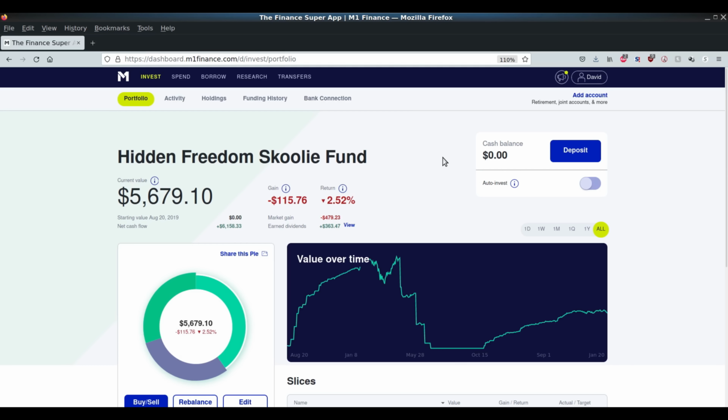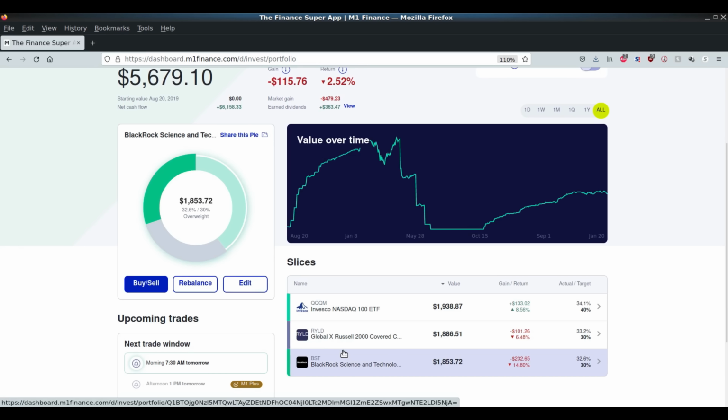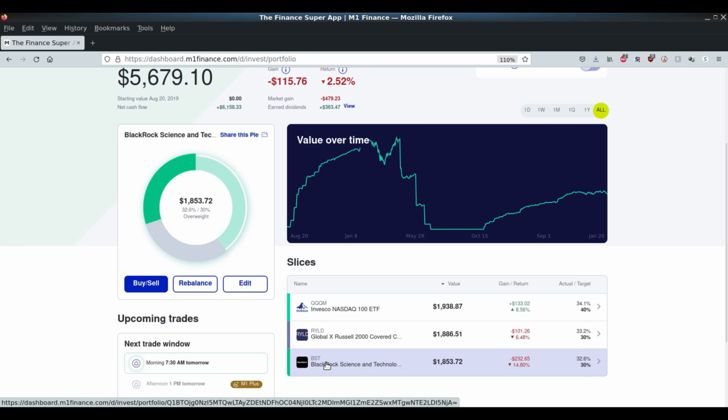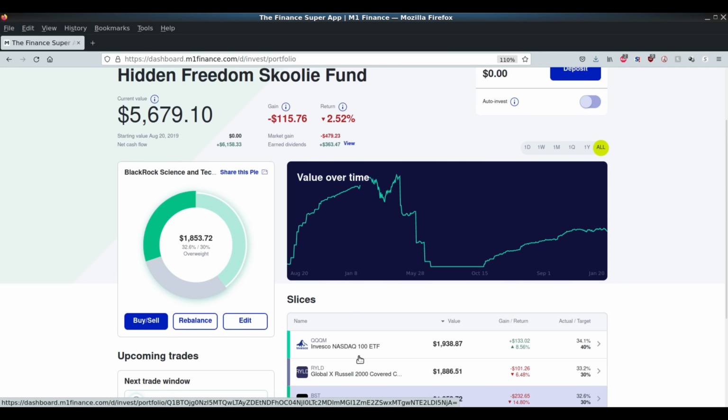So here's my M1 account, and just to show you that I do own those other two there. So I got RYLD right there, QQQM, and BST. So I basically own every one of those Global X funds against every one of those indexes.